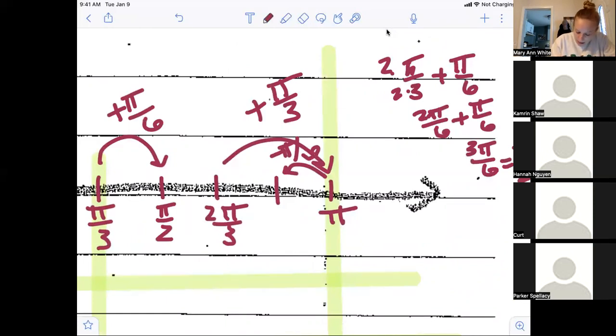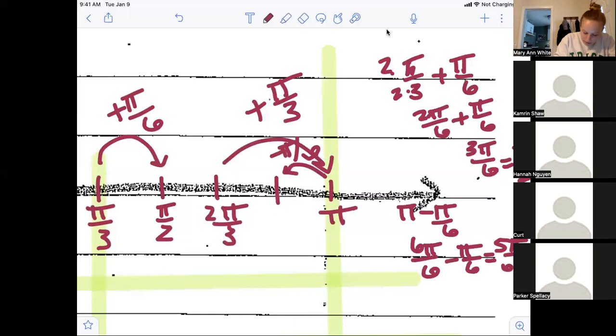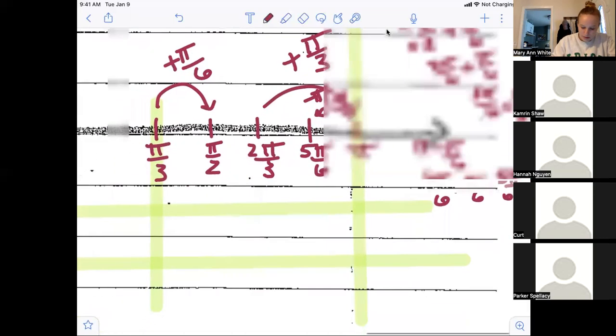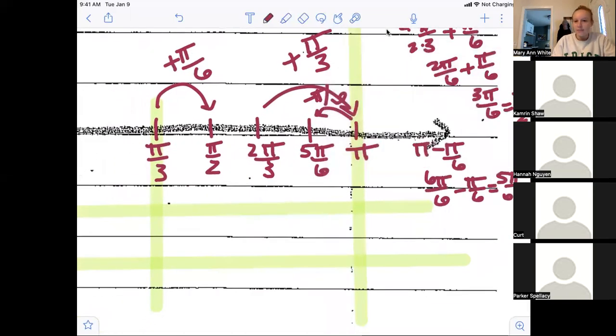And then if I do pi minus pi/6, pi is the same thing as 6 pi/6 minus pi/6. 6 minus 1 is 5 pi/6. So this point is 5 pi/6. All right, since all this nonsense above is not in my graph, I'm going to leave it there, or else I would erase it so I could kind of see. But now I have my nice, easy points.